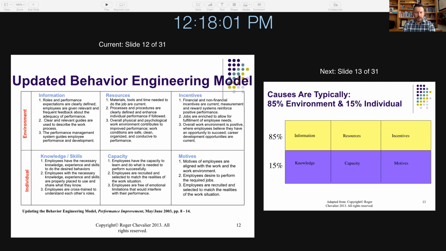So what we see here is 6 boxes, and that's what we refer to the Gilbert model as, the 6 boxes. And 3 are within the realm of the environment, and 3 are within the realm of the individual. And you can think of the individual as the worker or the performer.